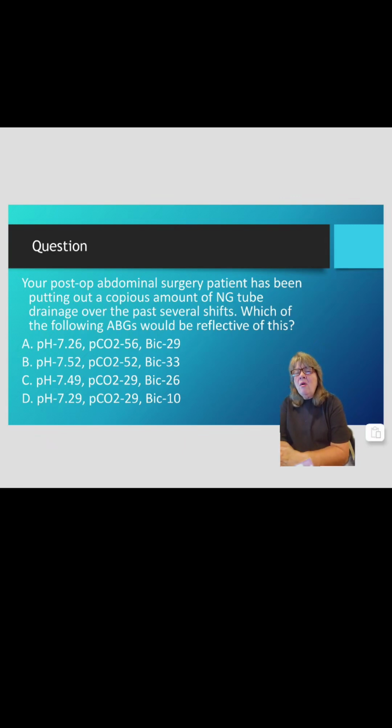Now we have to figure out where we're going with this. Well, let's check out B. B is 7.52 with a PCO2 of 52 and a bicarb of 33. What kind of alkalosis is that? Is it respiratory or is it metabolic? Well, you're right. It is metabolic alkalosis. And take a look at what the patient is doing in order to compensate. They're retaining PCO2. So in order to be able to pull that off, somebody has to what?